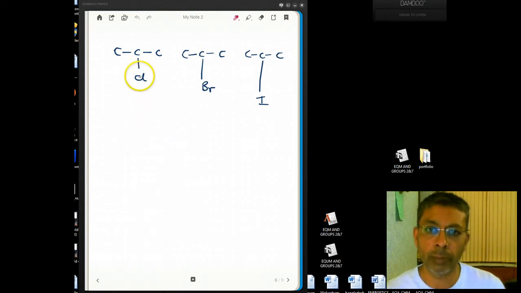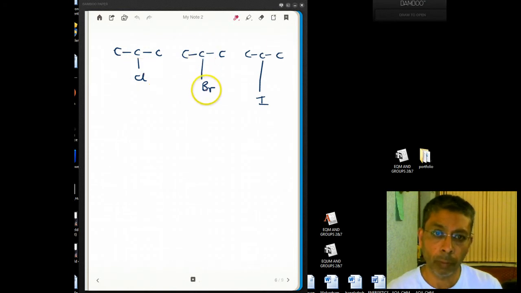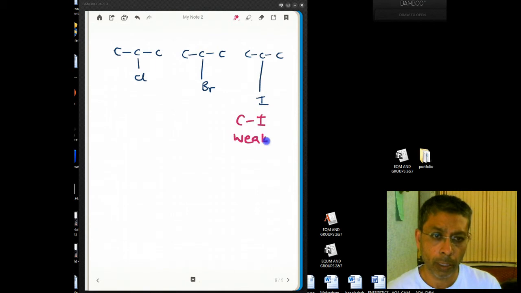Just wanted to say something about the carbon halogen bond strengths. The carbon chlorine bond strength is the strongest, then the carbon bromine, and then the carbon iodine. So that's the weakest, right? Carbon iodine is the weakest bond, therefore most easily broken.